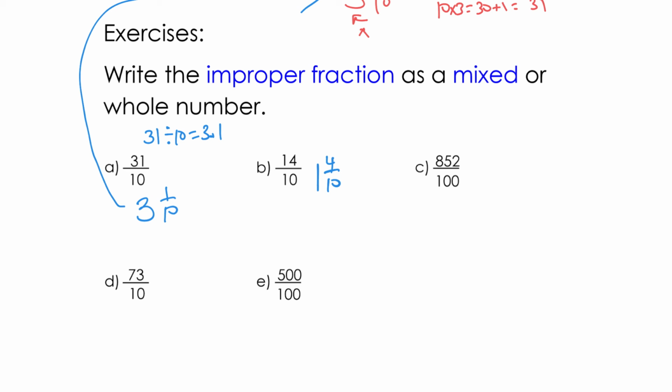Next one is you have 100 going into 852. Well, it goes in 8 times evenly, 52 over 100. 10 into 73, we know it goes 7 times because 7 times 10 is 70. 8 times 10 is 80, so it can't go in 8 times. That would leave us with 3 tenths. And the last one, 100 into 500, the answer is just 5.